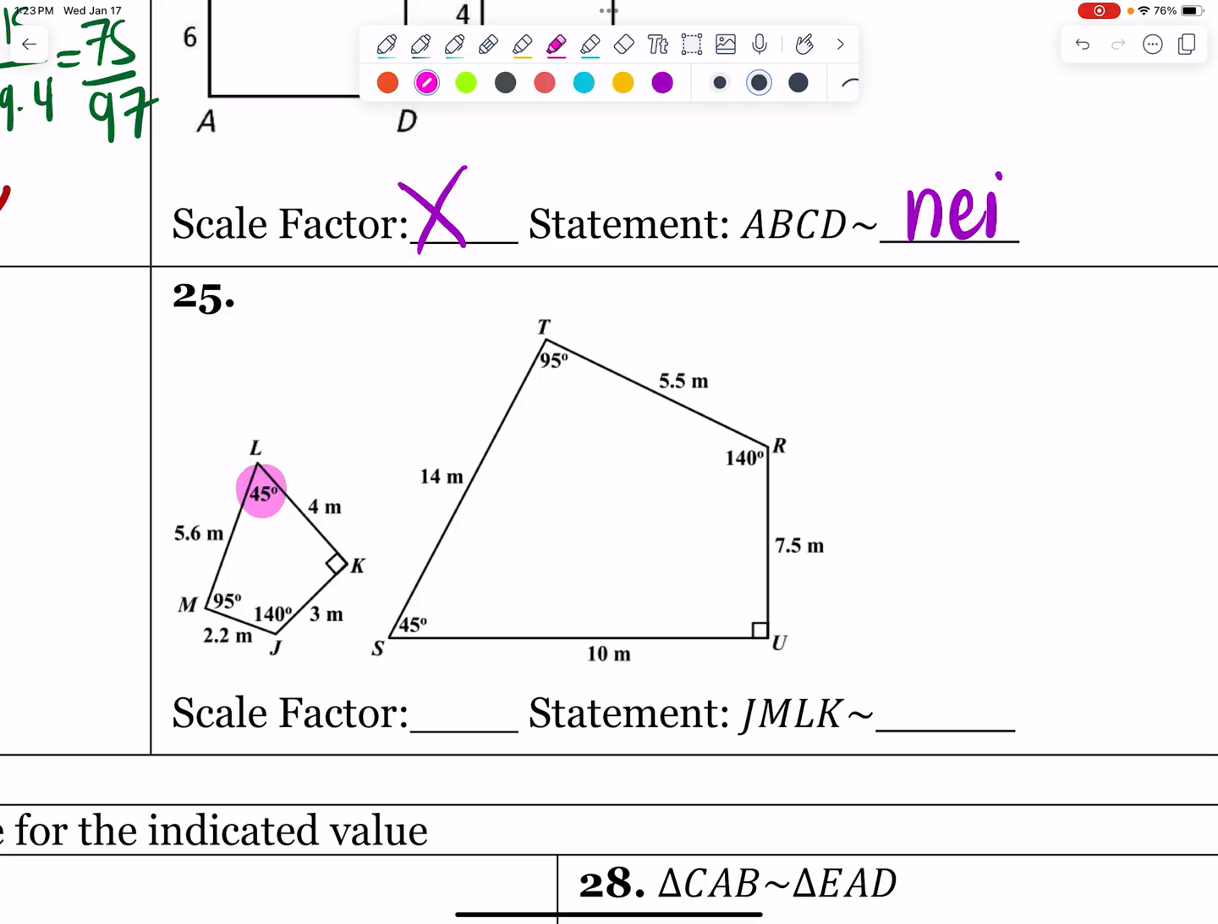So 45 goes here. The 90, let's go different color. 90 goes here. The 140 is in the same spot, and there's a 95 piece. So this has been rotated some, but those are in corresponding positions, and those angles are congruent. So let's keep going. Now let's check, the last thing you have to check is all of the fractions.